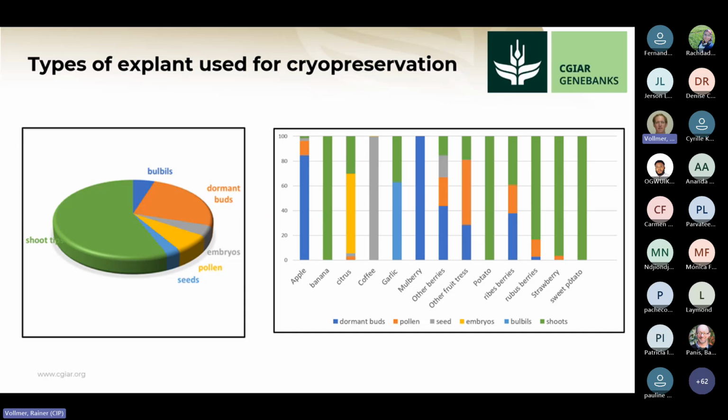If we split it up by type of explant, you can see the shoot tips are the most frequently used explant type, followed by dormant buds. On the right side, you see it for some crops. For some crops, exclusively shoot tips are used, as for example banana, potato, sweet potato, also very frequently for strawberry and Rubus. But for others, dormant buds are used, like apple and mulberry, and also coffee, for example, seeds, citrus, many embryos, as it depends.